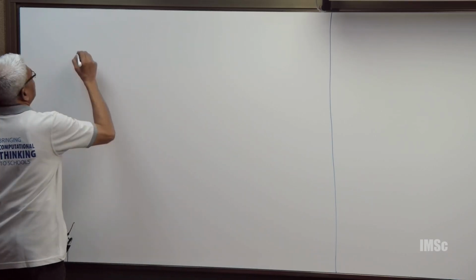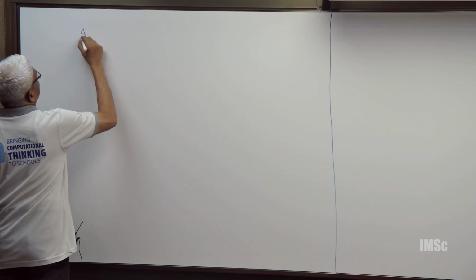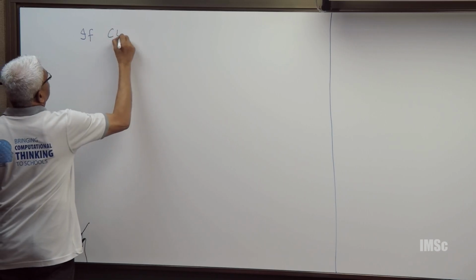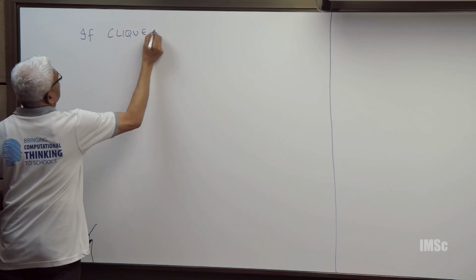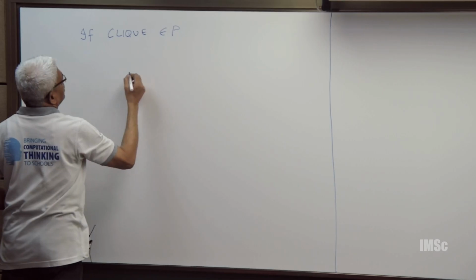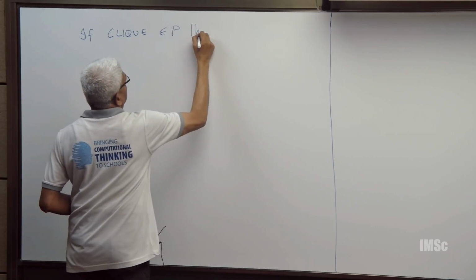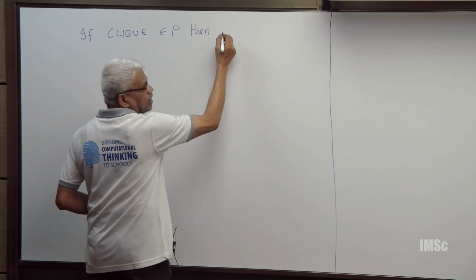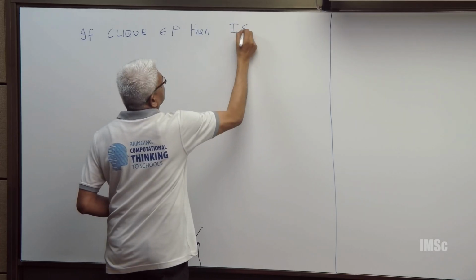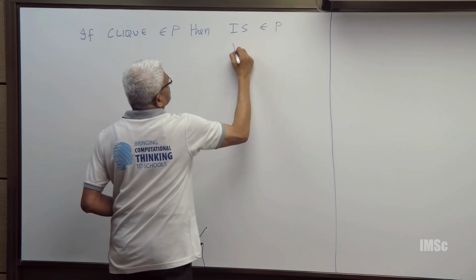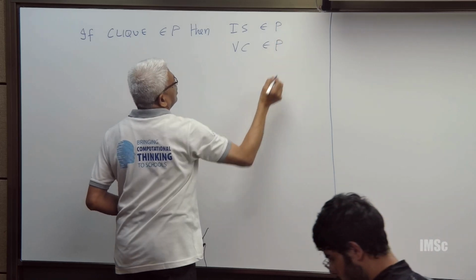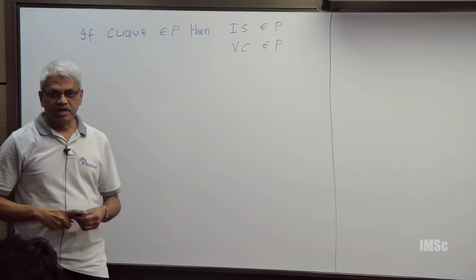What we showed: if the clique problem has a polynomial time algorithm, then the independent set problem and the vertex cover problem all have a polynomial time algorithm.